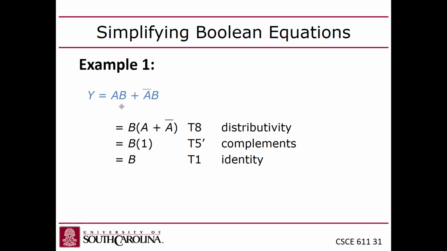So in this case, the idea is you notice that B can be taken out using the distributive property, right? And once you've got B out, you notice, hey, wait a minute, A and not A? That's redundant. That's going to be true no matter what.